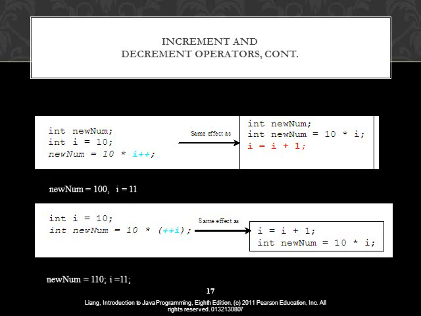If you said the value of new num was 110, you'd be correct. i is still 11. Right? So regardless of when the statements are finished, i always ends up being 11. It's what is its value when it's being used. And since we have the pre-increment in the statement, that means before I do my multiplication, it's going to increment i from 10 to 11, and then 10 times 11 is 110.